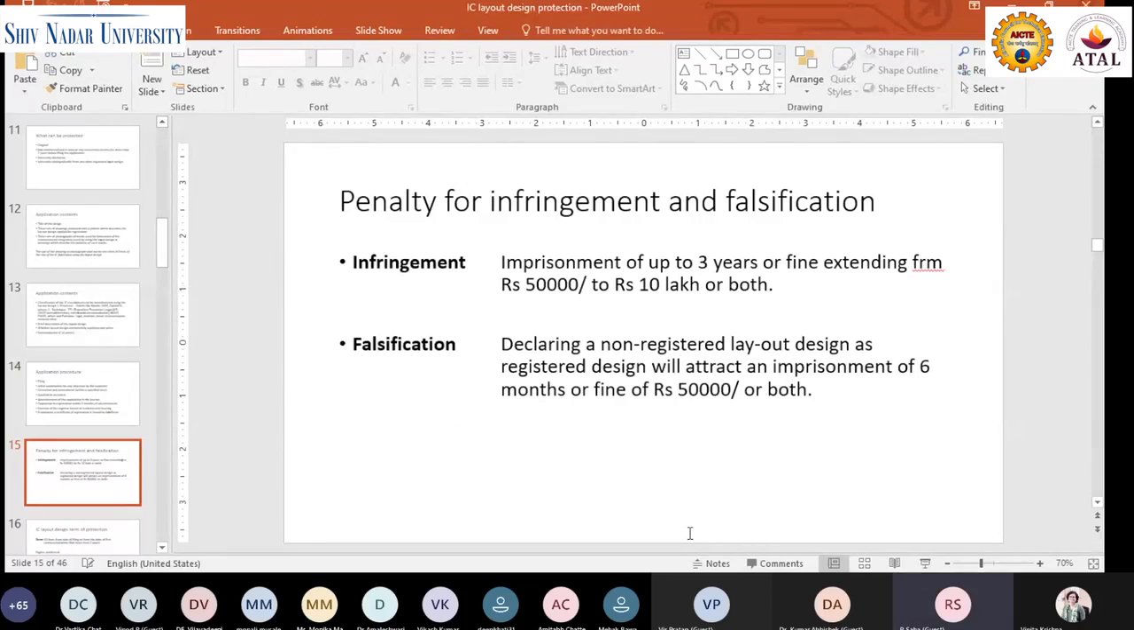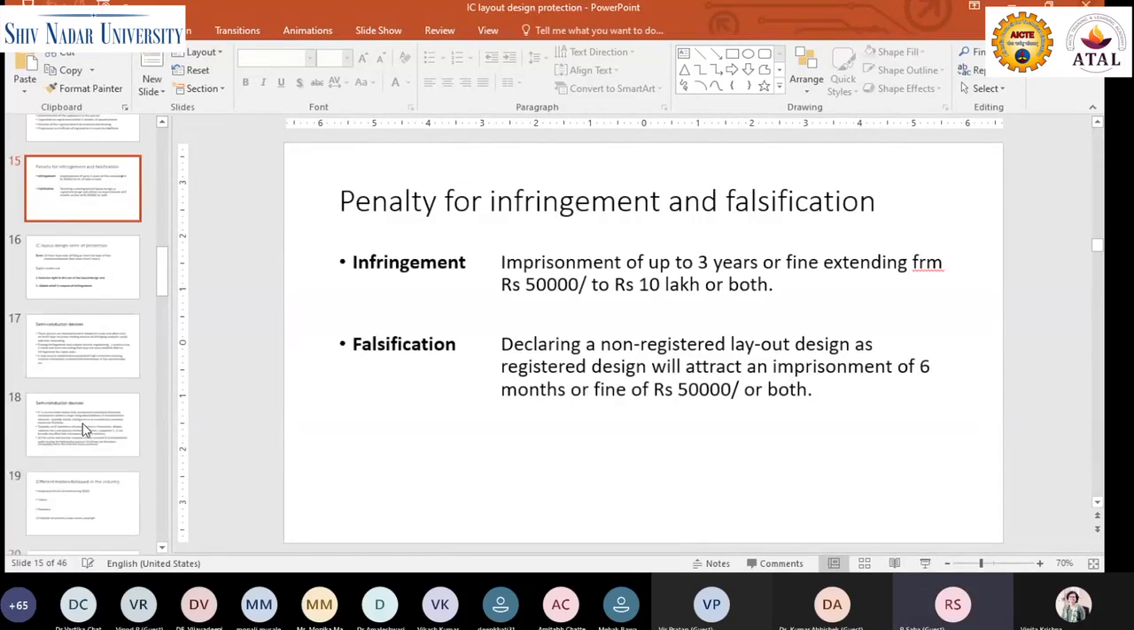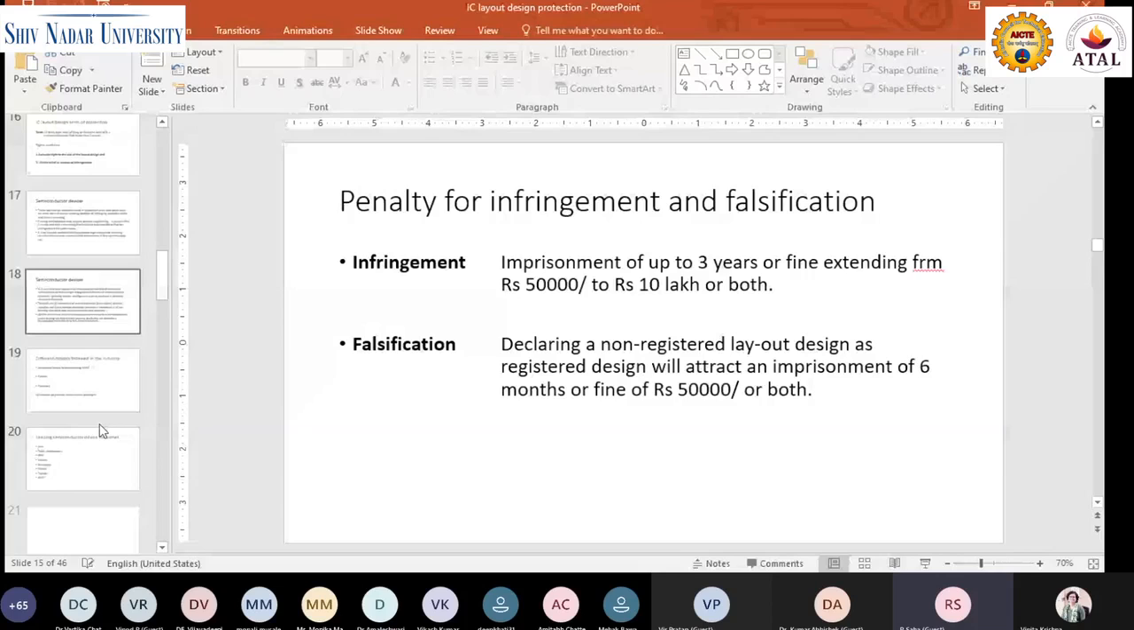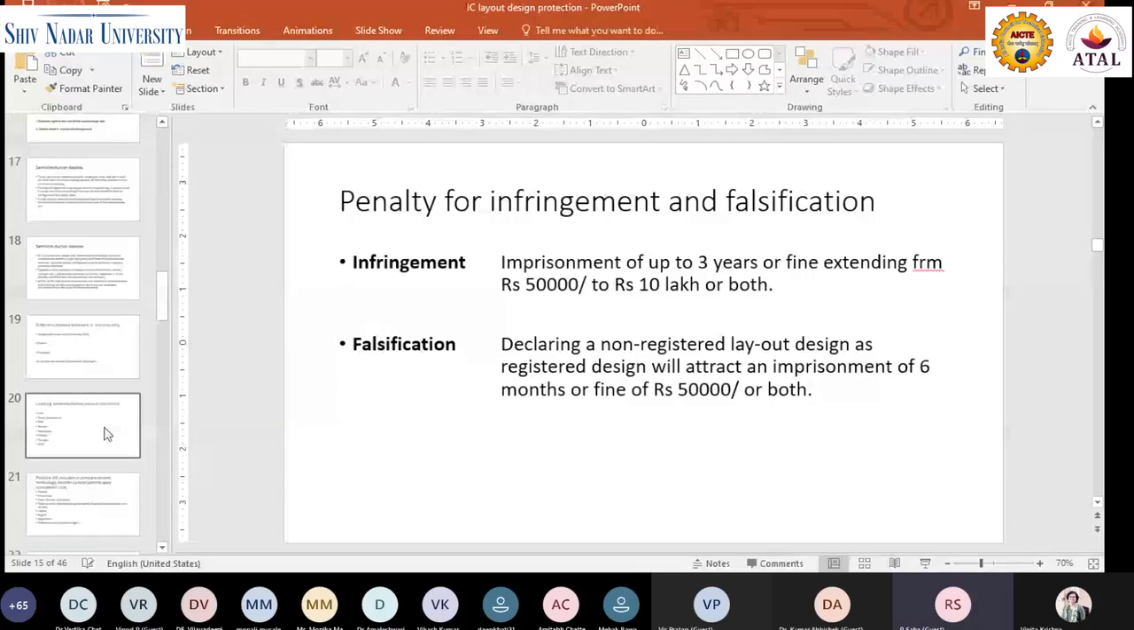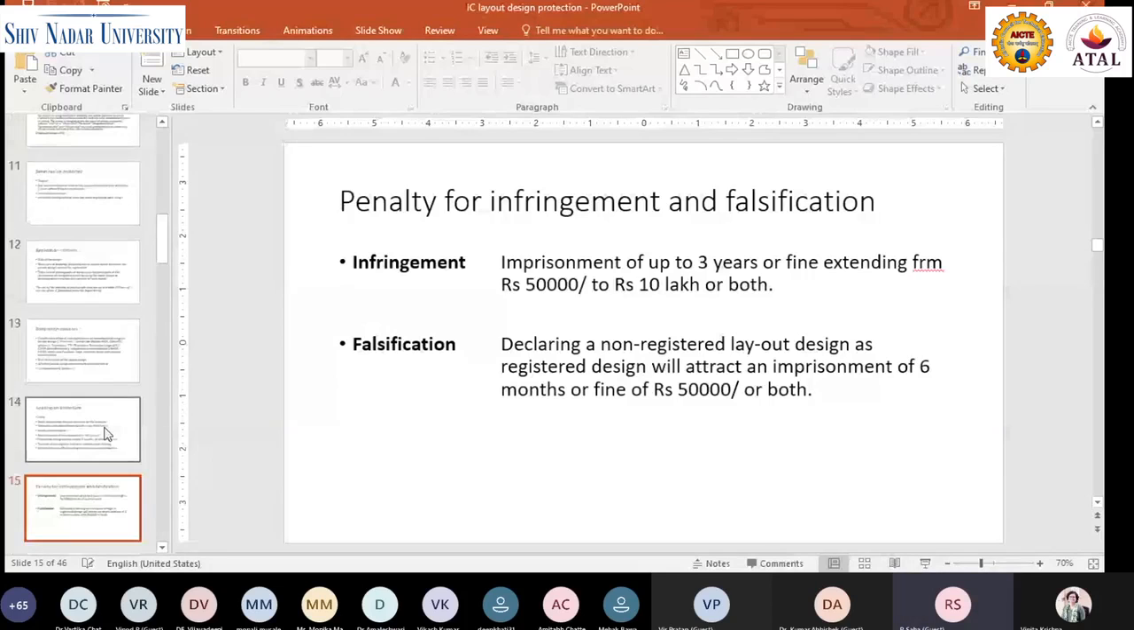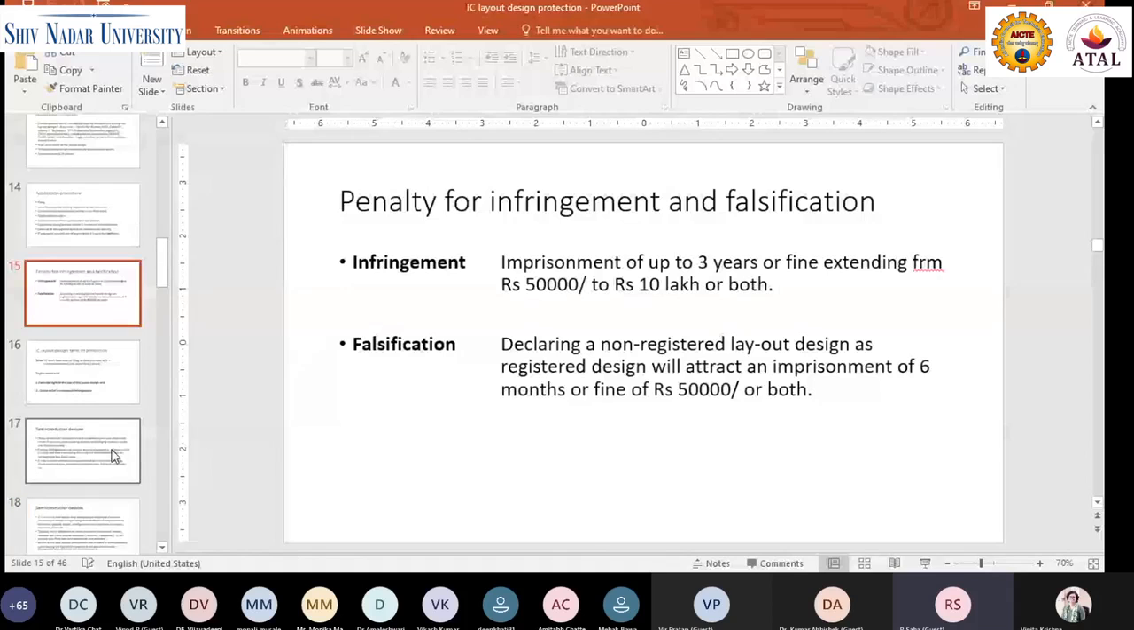Since any IP is a monopoly right, it is an exclusive right. So if somebody infringes your IC layout design, and if it's proved, then it can mean imprisonment up to 3 years and a fine extending from 50,000 to 10 lakh rupees, or both. That is for infringement. Whether you have done it knowingly or unknowingly is of course handled in a much more lenient manner, but if you have knowingly copied the thing, then this is the kind of punishment you can be given.